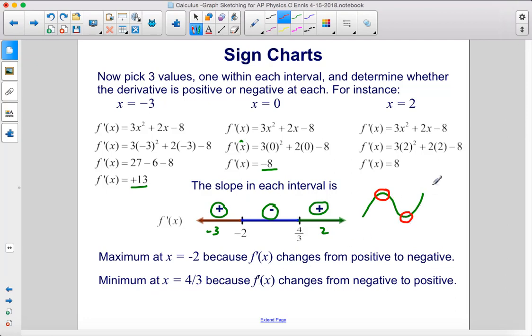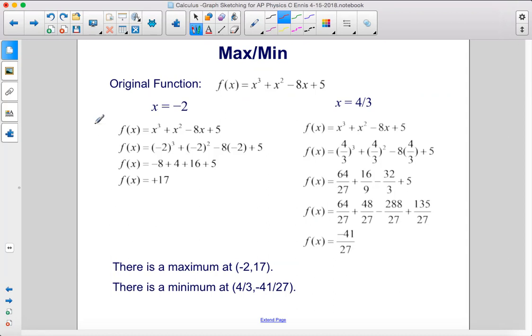Now, in order to get the y values of our critical values, we just take our original function and we plug in our x values of the critical values and we get our corresponding y values. So there's a maximum at negative 2, 17 and a minimum at 4/3, negative 41/27.